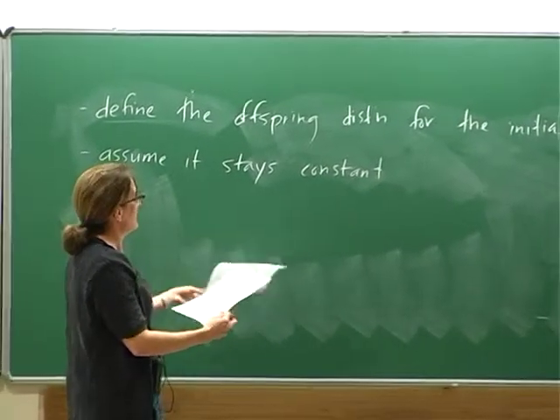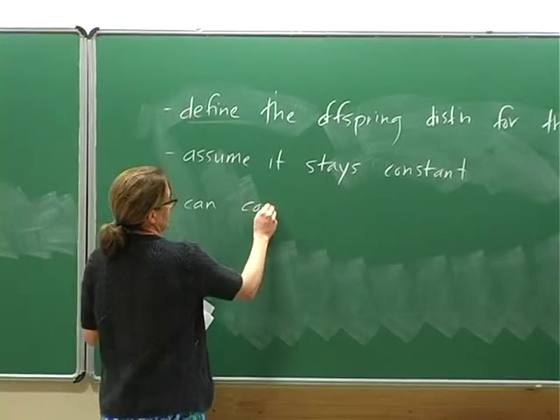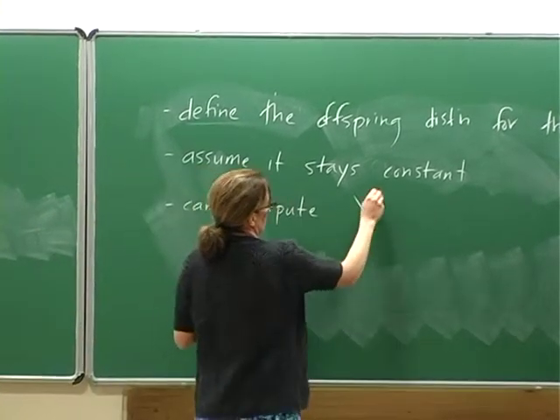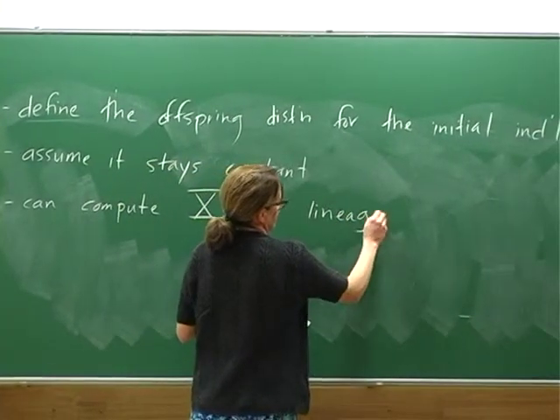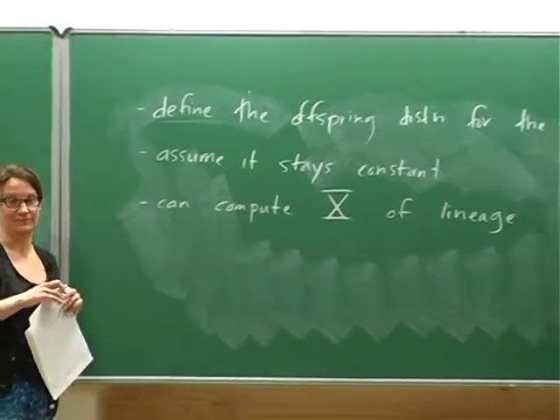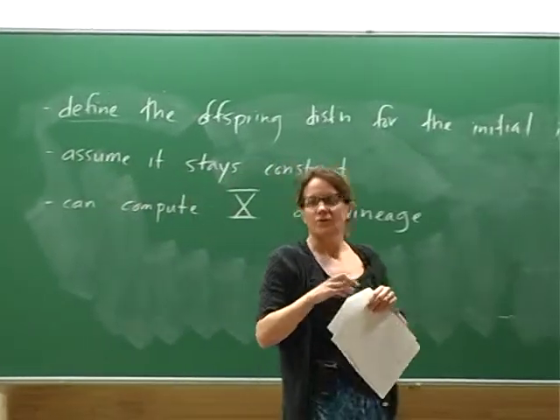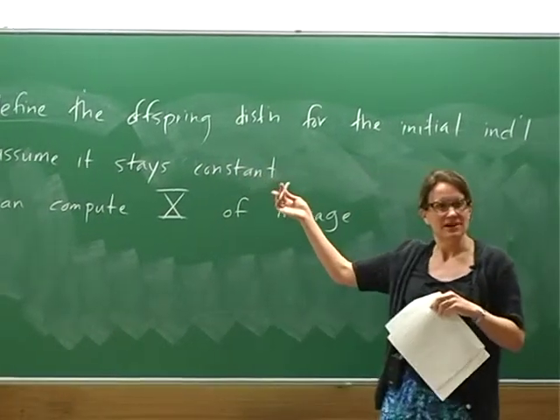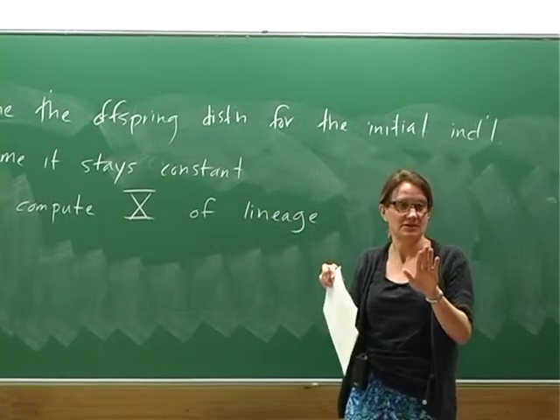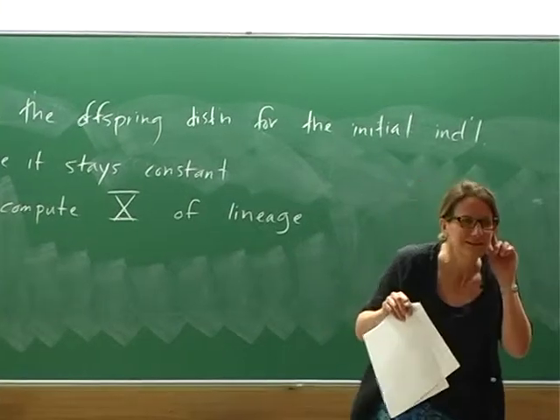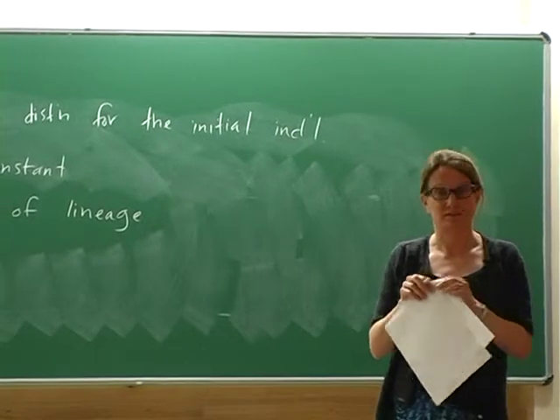So under those assumptions, we can compute the ultimate extinction probability of the lineage. And I will convince you of that later. Okay, so what's wrong with this? Can you think of any reason why the offspring distribution wouldn't stay constant? There's no genetic change in these individuals. Sorry? Environment. Yeah, the environment could change. Great.